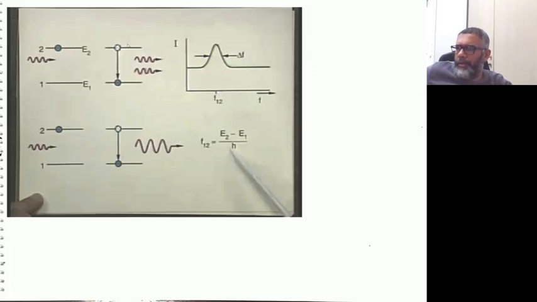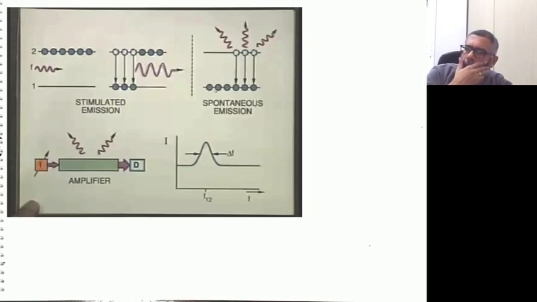Okay, and you know, this is the photon picture, and this is the wave picture. In the wave picture, what you see is just the increase of the amplitude, but in the photon picture, what you see is just the increase of the number of photons. Okay, so this is stimulated emission and this is spontaneous emission, just next to each other, but they are different.